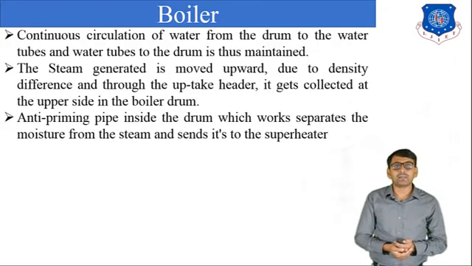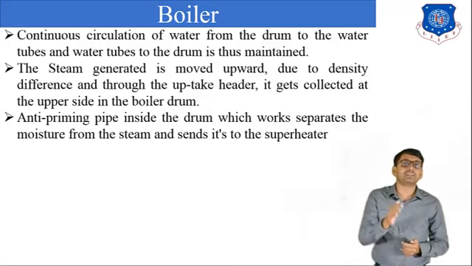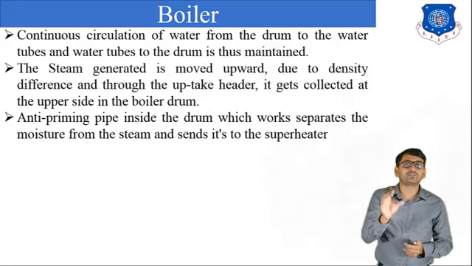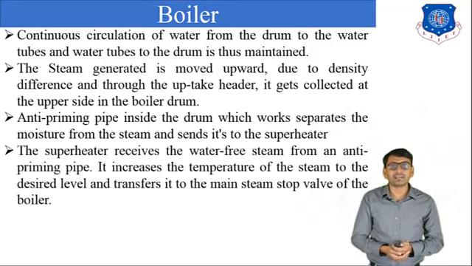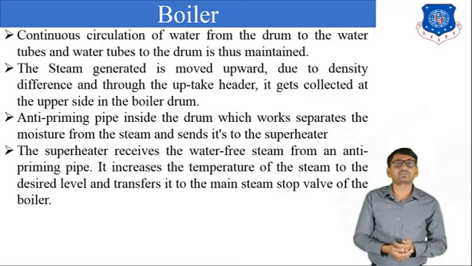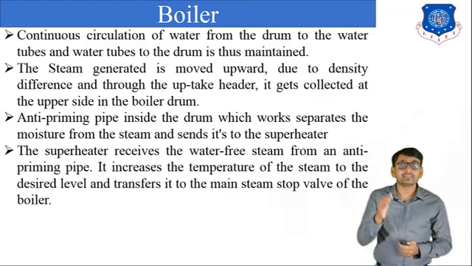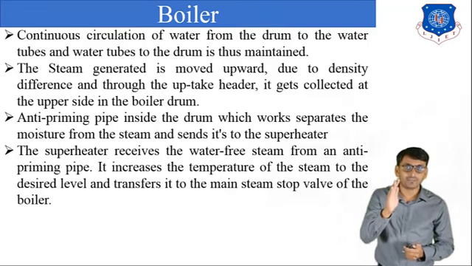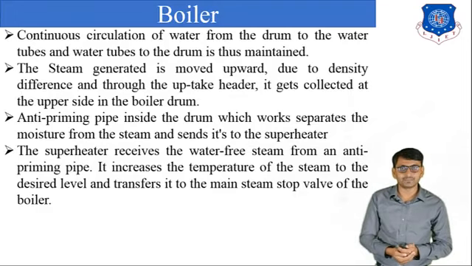Then the anti-priming pipe is used, which separates water particles from the steam, and this steam is transferred to a particular application. The superheater in this diagram is used to increase the temperature of steam above the saturation temperature, so that steam is converted into superheated steam, and this steam is supplied to a particular application.